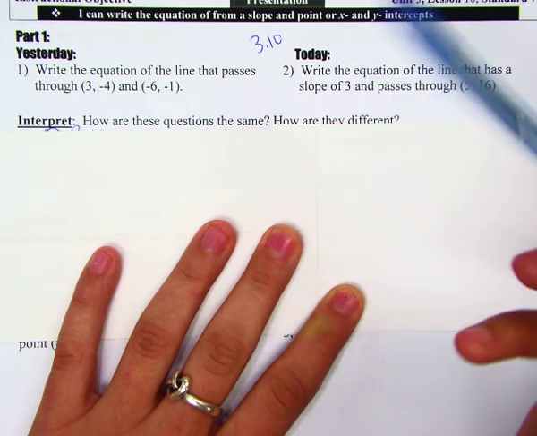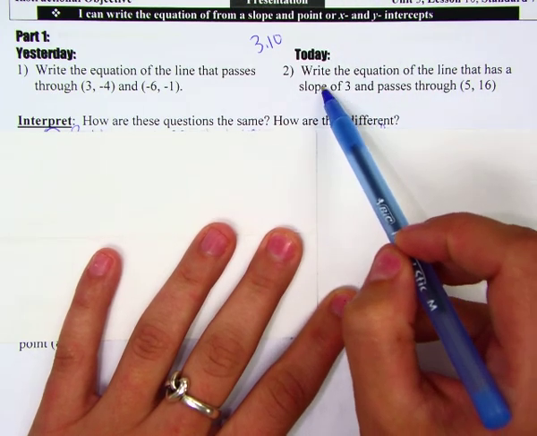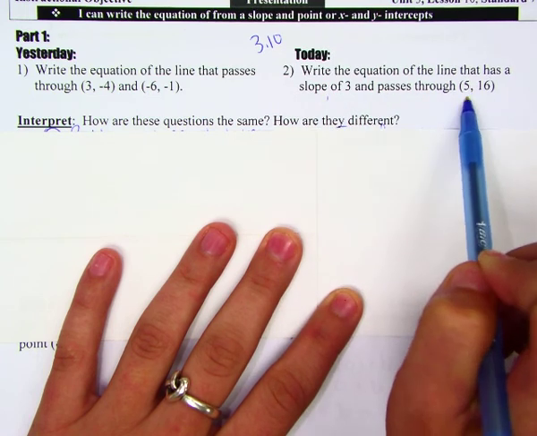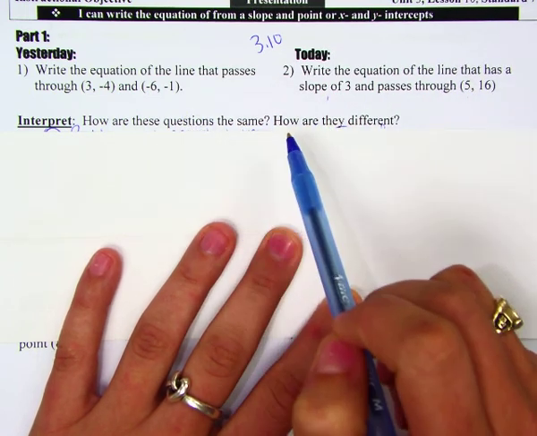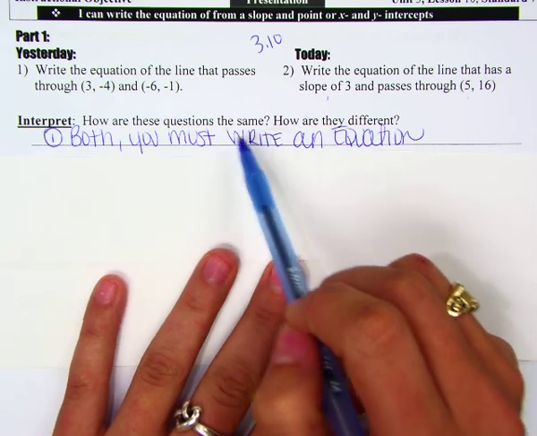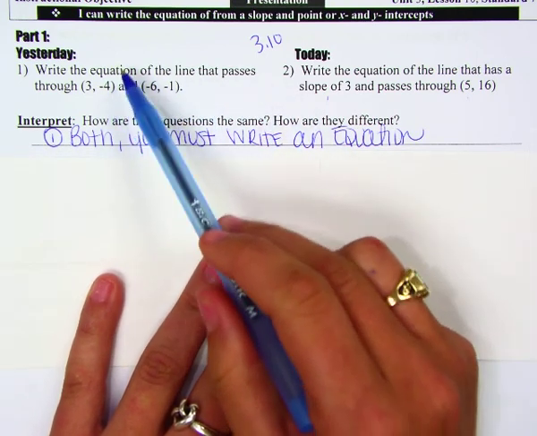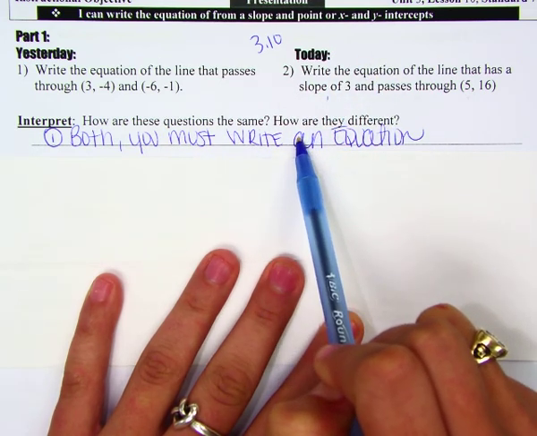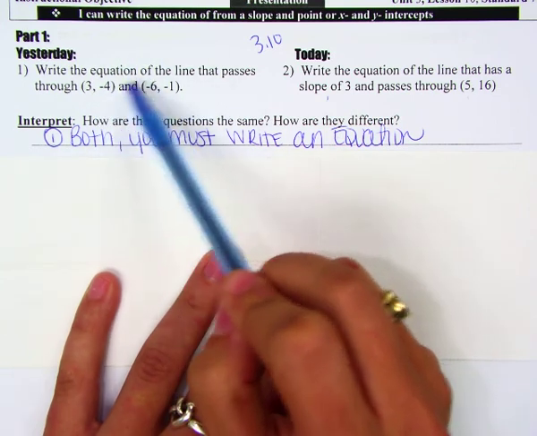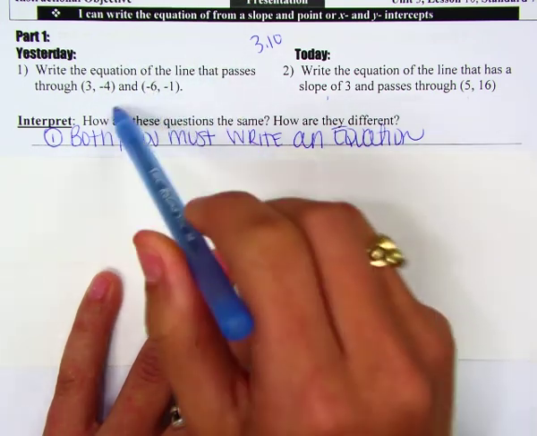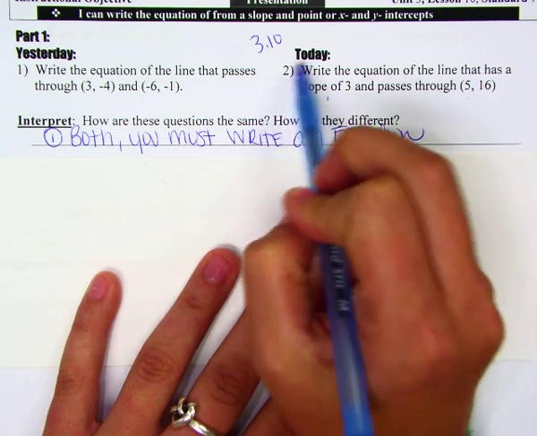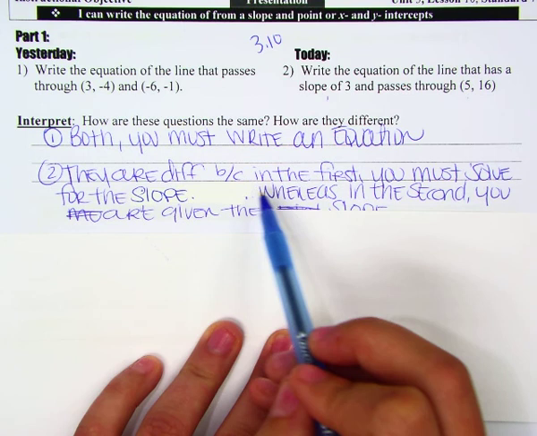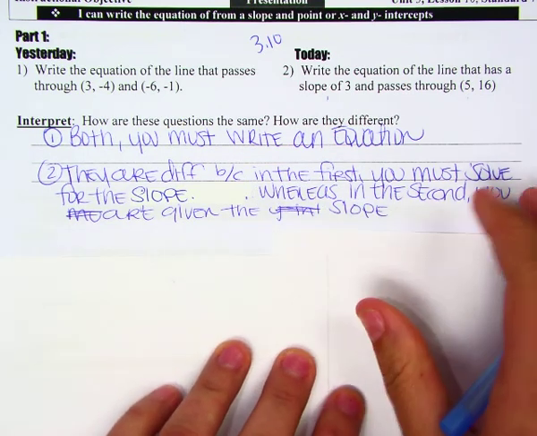And today the questions that we'll be dealing with is write the equation of a line that has a slope of 3 and passes through (5, 16). So how are these questions the same? Well, both of them, you must write an equation. But how are they different? Well, in this one, you're given 2 points, so you have to solve for the slope. And in this one, you're given the slope. So they're different because at first, you must solve, whereas the second, you are given the slope.